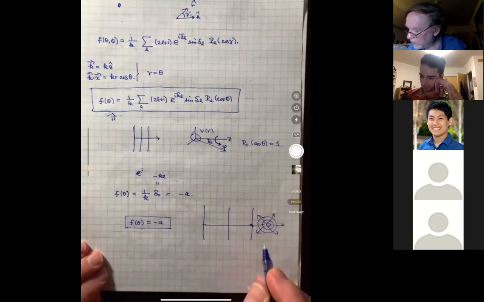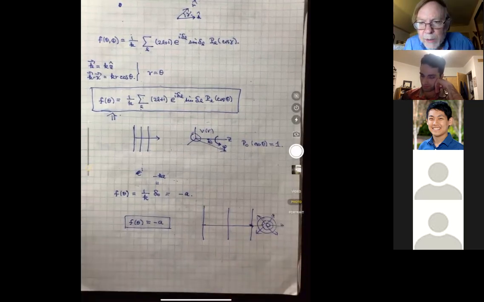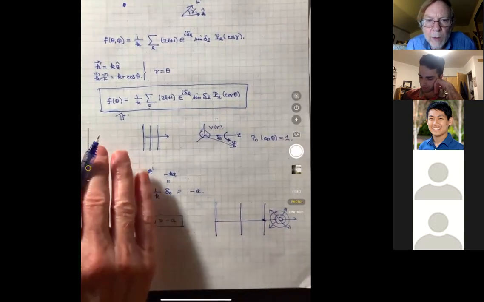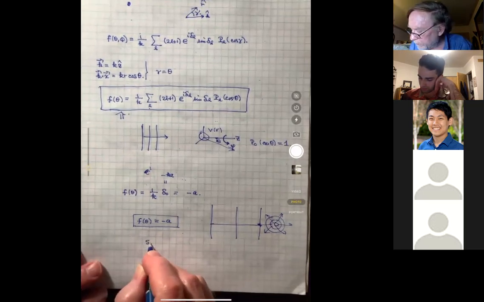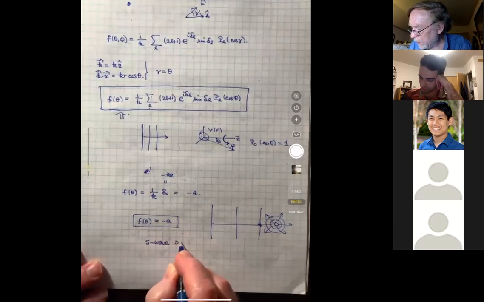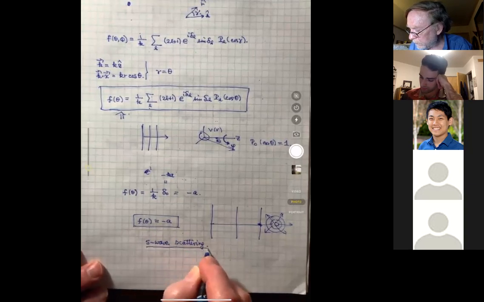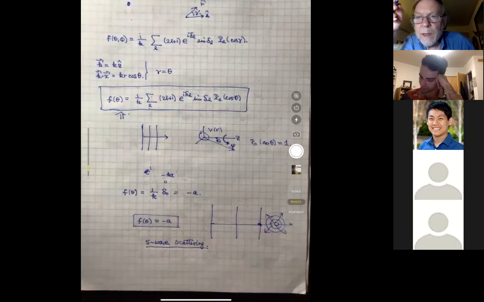Is that a surprise? Anyway, that's what it is. Scattering of scalar waves off of a small object is isotropic. This is called S-wave scattering. And S-wave scattering, we've worked it out here for the case of a hard sphere only, but in fact it applies to any localized potential. If the wavelength of the incident wave is much larger than the range of the potential, then the scattering is going to be S-wave scattering.